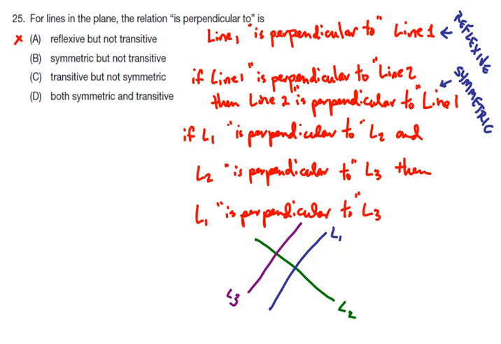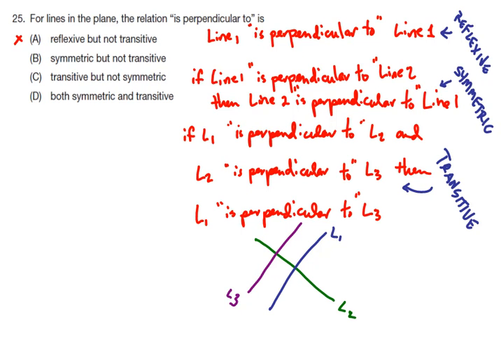So does this hold true? If line 1 is perpendicular to line 2 and line 2 is perpendicular to line 3, then is line 1 perpendicular to line 3? No, line 1 is parallel to line 3. So from these three different properties, we see that the reflexive property does not apply because a line cannot be perpendicular to itself. But the symmetric property is true, because if a line is perpendicular to another line, then that other line is also perpendicular to the first line. So that's true. But it's not transitive because if one line is perpendicular to the second, which is perpendicular to the third, then the first and the third are not perpendicular. They are parallel.